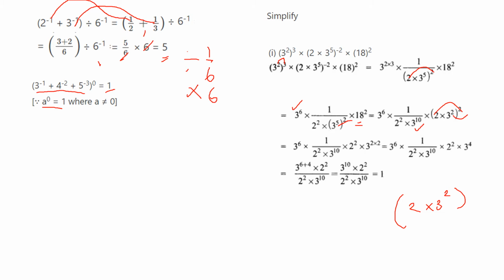So here you see a power m into a power n. So 3 to the power 6 plus 4 into 2 squared, by 2 squared into 3 to the power 10. We can cancel 2 squared one time, and 3 to the power 10 also one time. So the answer is 1.